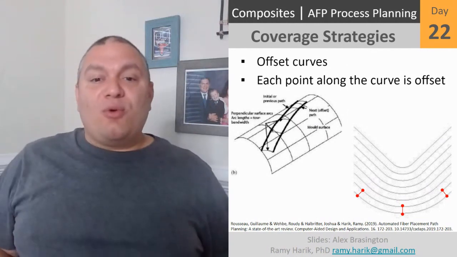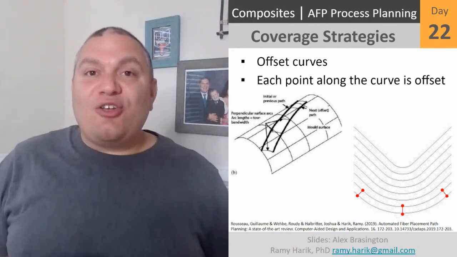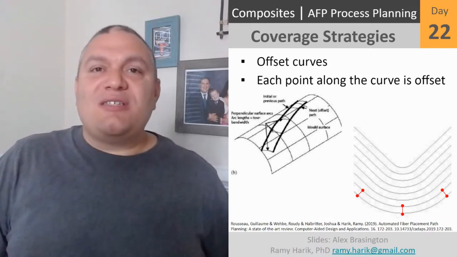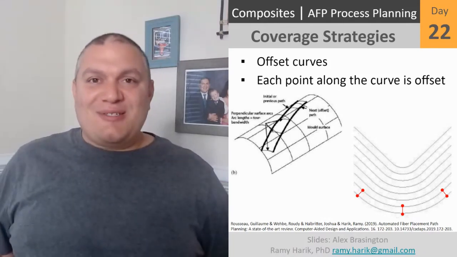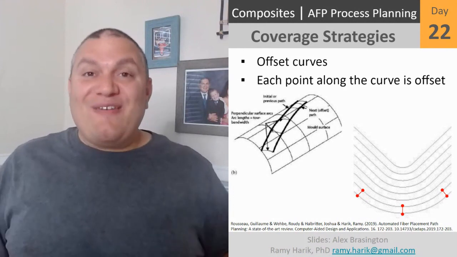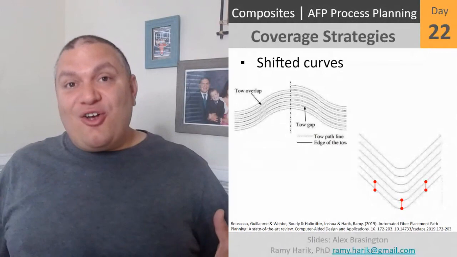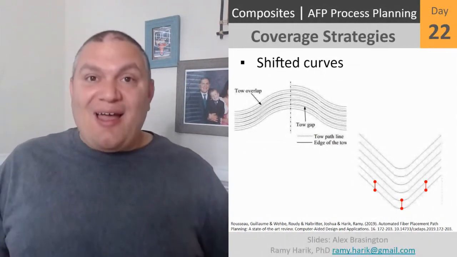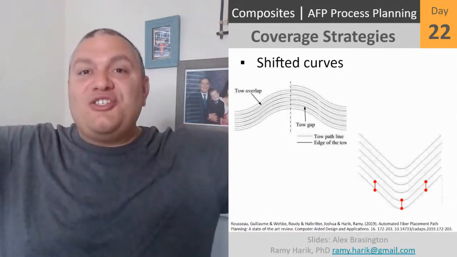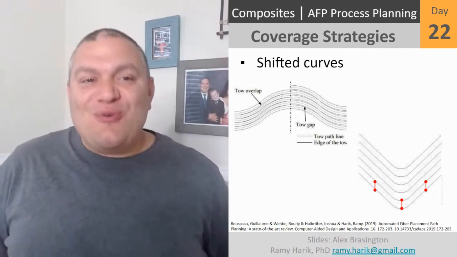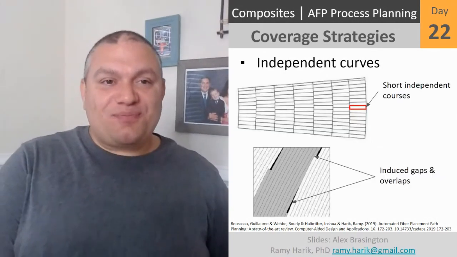So I'm going to say this one more time. In an offset curve, you would have, going towards zero, minimized gaps and overlaps, but you will have excessive steering. In a shifted curve, you will not have more steering than what you've originally planned in your reference curve, but it will create for you gaps and overlaps between them.